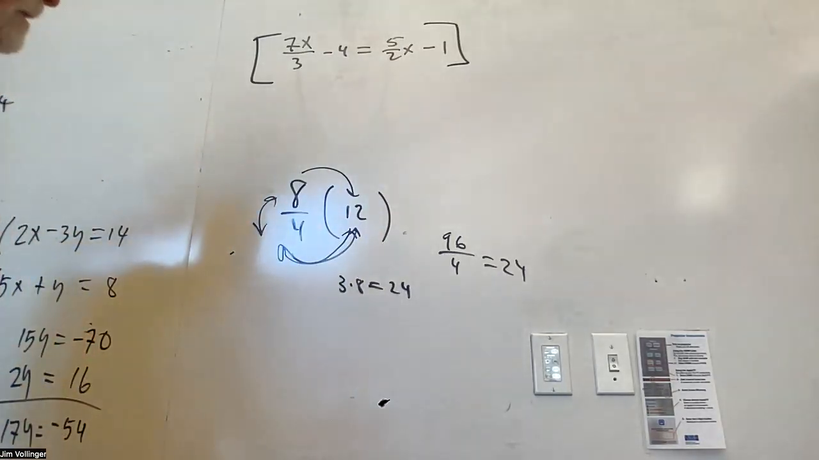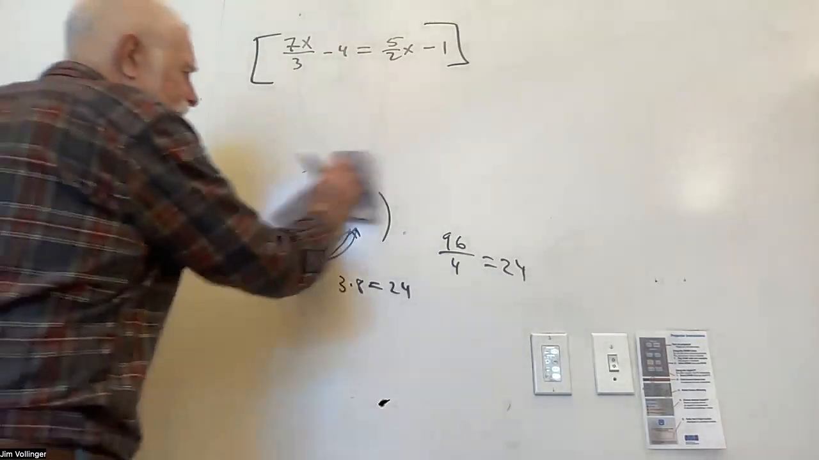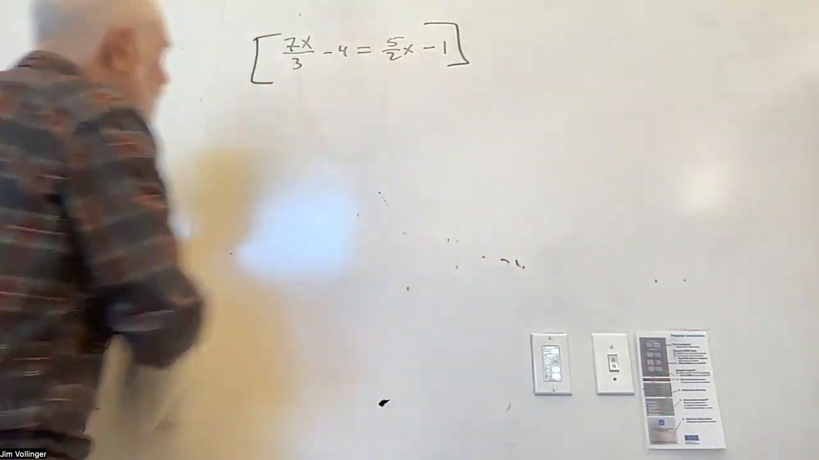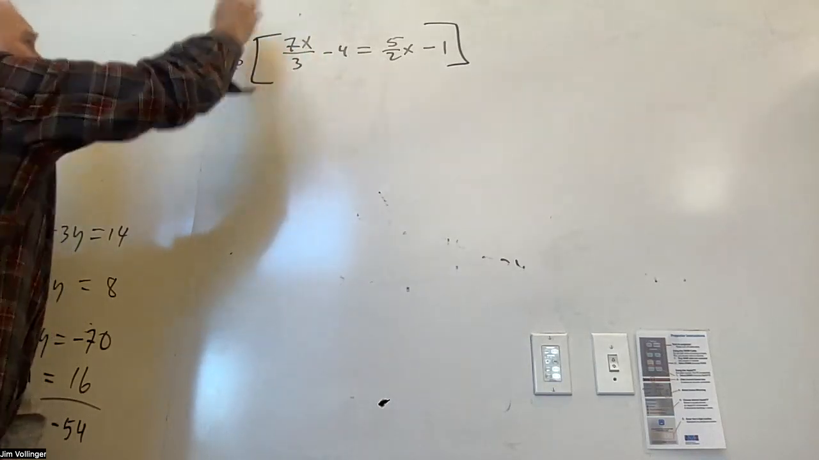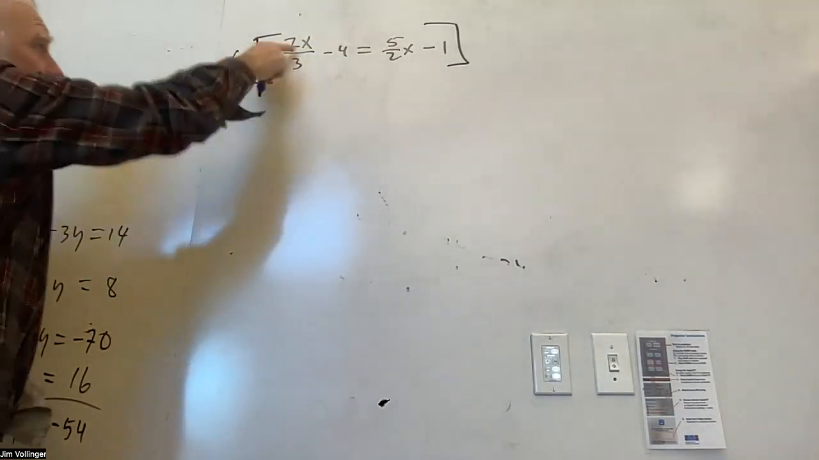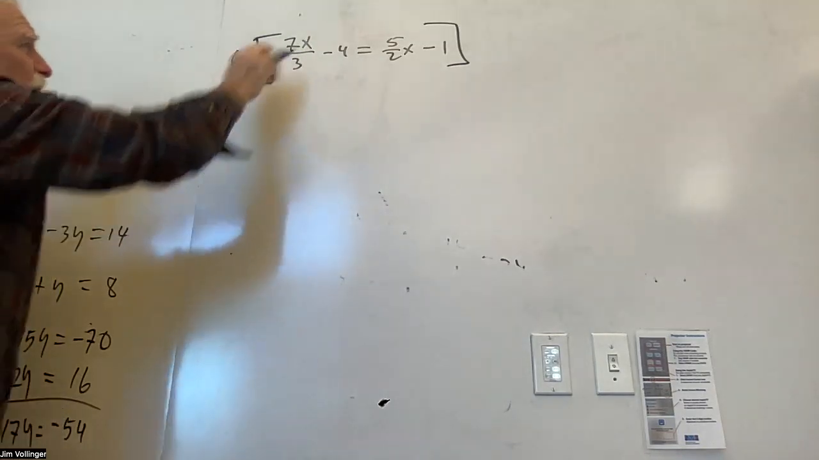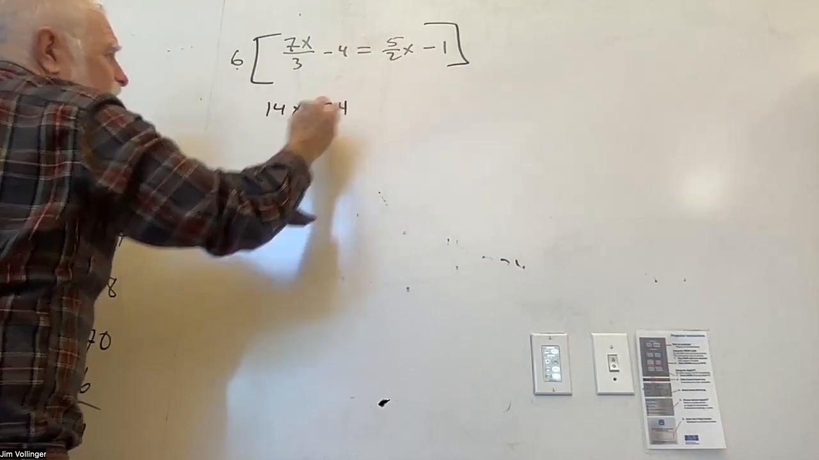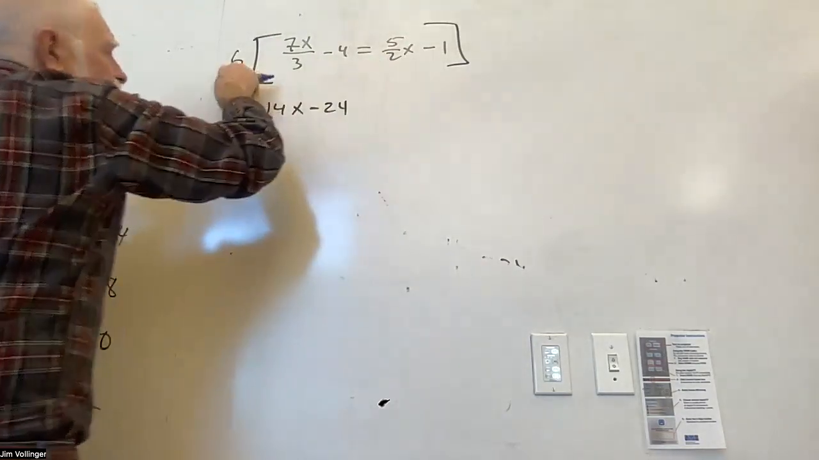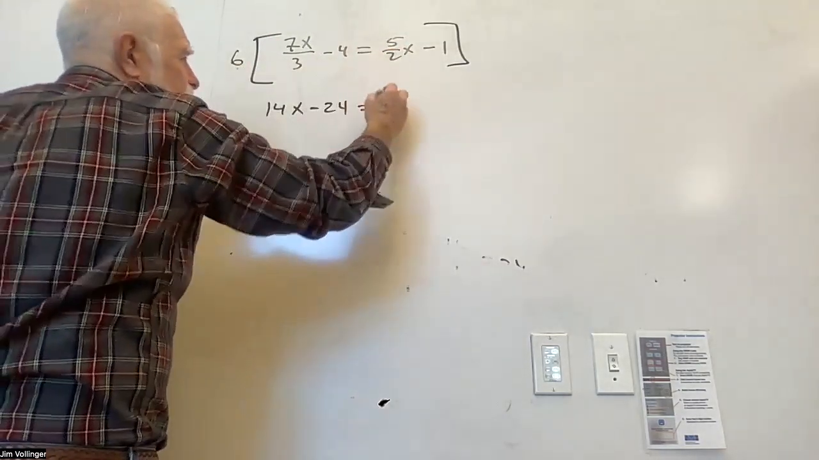So I am going to multiply by 6 up here, which means I can do that and then divide, or I can divide and then multiply. So I'm going to go small, then big. 3 into 6 is 2, times 7x is 14x. 6 times minus 4 is minus 24. 2 into 6 is 3, 3 times 5x is 15x.